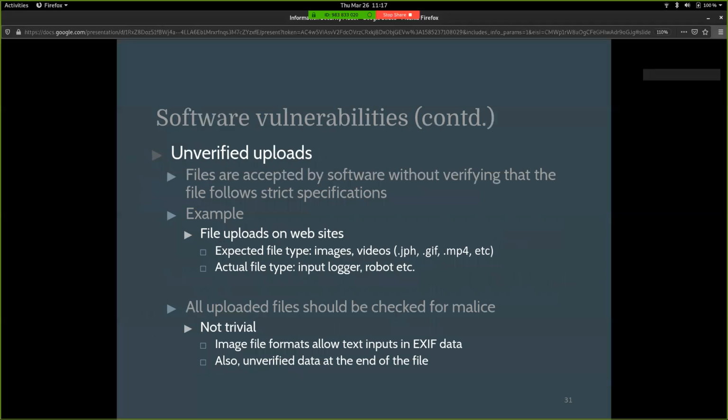Unverified uploads: don't build your websites to allow people to upload .exes if all you're doing is accepting images and videos, right? Or only allowing PDFs and docs if that's what you're looking for. Don't allow them to upload zip files that might contain malicious code, right? They should also be checked and verified to make sure that the file formats match. Also do a hash comparison to make sure that they're not corrupted on the way up, or that they have come from the original sender and haven't been subjected to a man-in-the-middle attack or something of that nature.